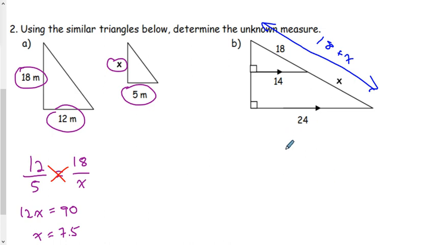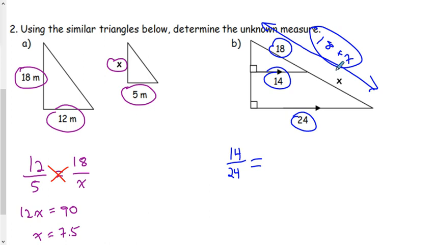So let's set up a ratio here. I'm going to start by matching the bottom sides 14 and 24. So I'll go 14 over 24. Could you have done 24 over 14? Totally, but that would mean the large side of your triangle is going to be on the top in both ratios. And now we're going to match small hypotenuse to large hypotenuse. So we're going to have 18 over 18 plus x.